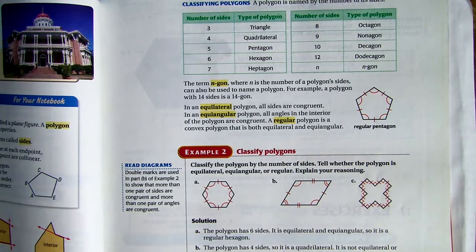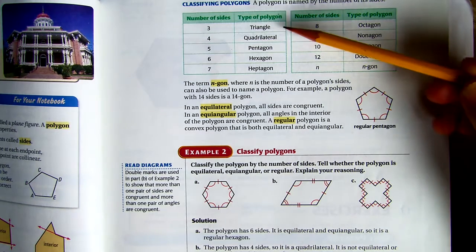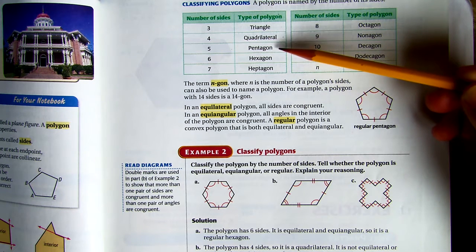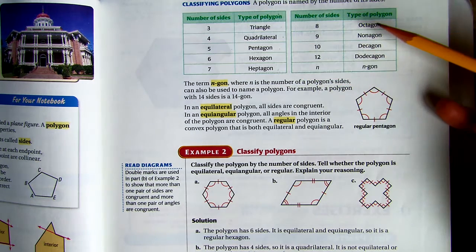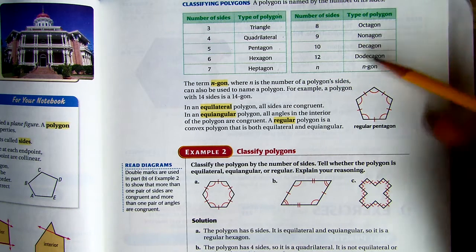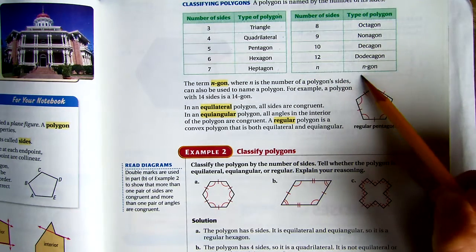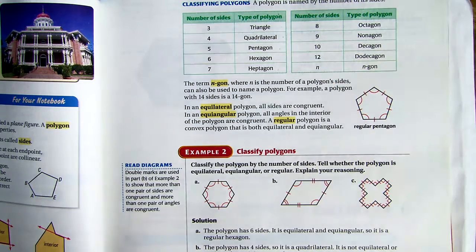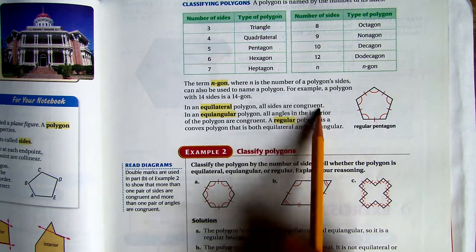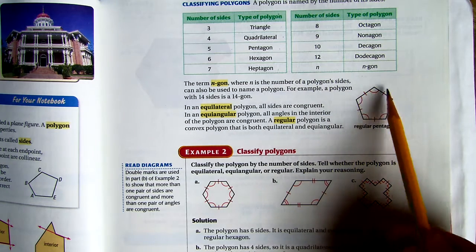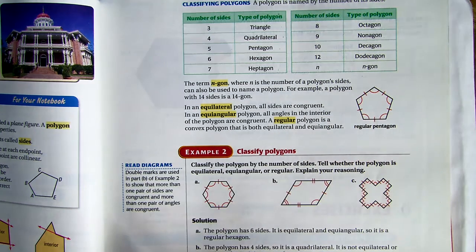We have some special names. We're fairly familiar with this one. A three-sided polygon is a triangle, etc. Pentagon, hexagon, heptagon, octagon, nonagon, and sometimes we just refer to the n-gon, depending on how many sides we might be looking for. Equilateral polygon, all sides are congruent. Remember, that is indicated by these little tick marks.